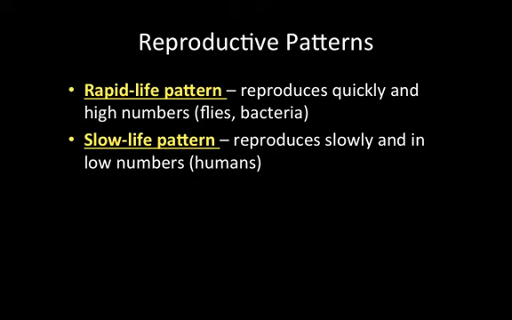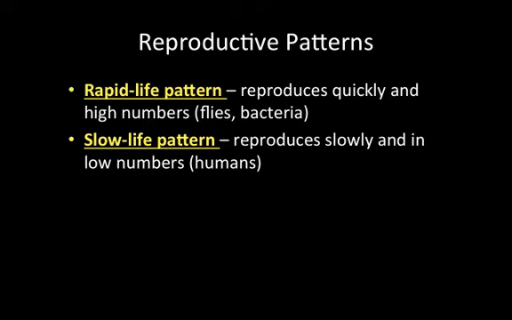So occasionally you'll have twins and triplets, but that's typically a very rare occasion. Flies, bacteria, puppies, rabbits, dogs, cats, they have litters. They have large numbers of offspring per birth. However, humans have 1 or 2, so they have a slow life pattern.